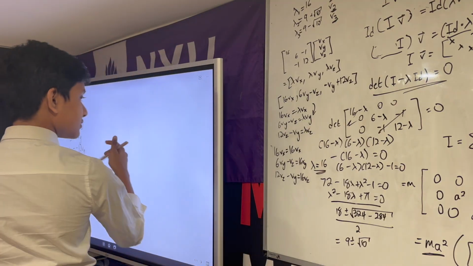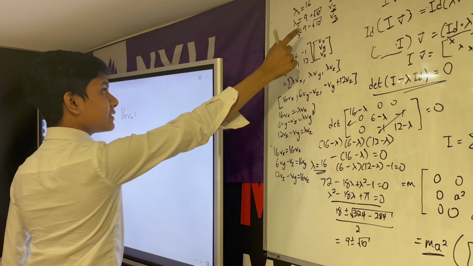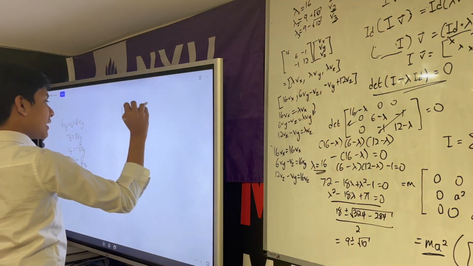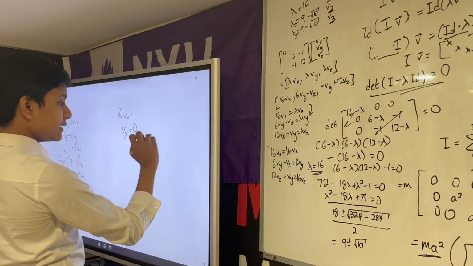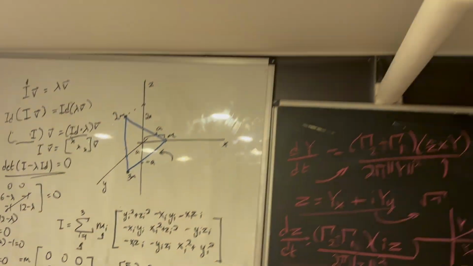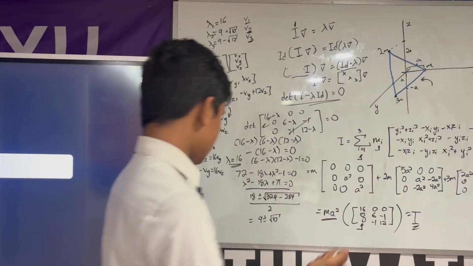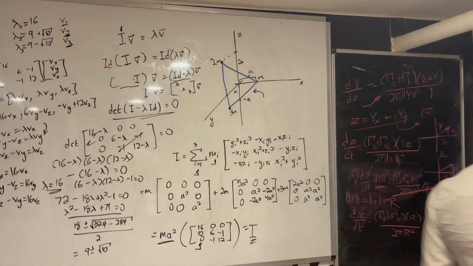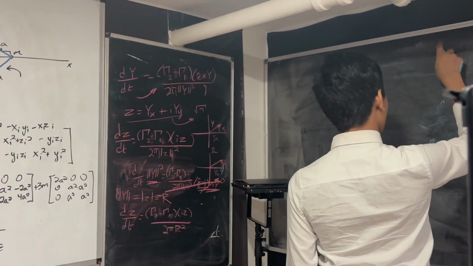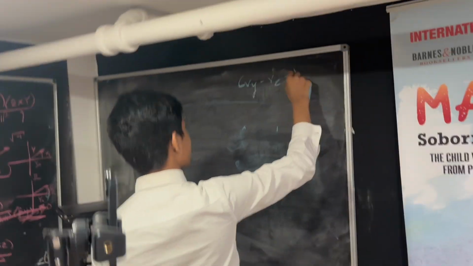You have other values of lambda, so you get 16vx is equal to, well, anything other than 16 means vx has to be equal to 0 by necessity. So then you just get 6vy minus vz is equal to lambda vy.